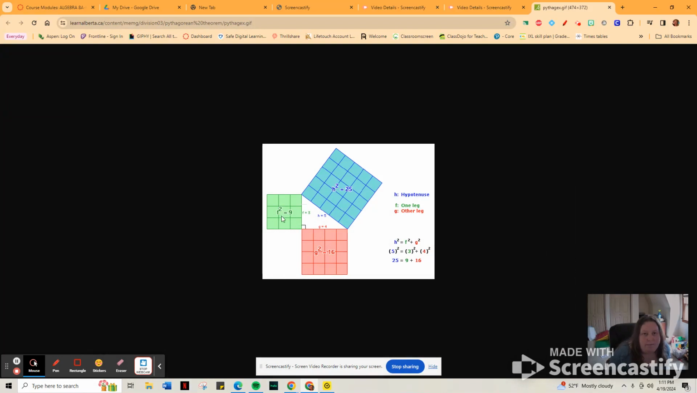So the Pythagorean theorem applies only to right triangles. So notice this has a little box in one of the corners of the triangle, or one of the angles. That's a 90-degree angle telling us that it is a right triangle.